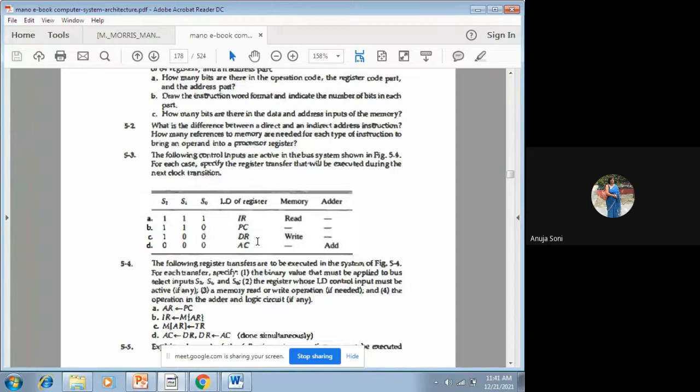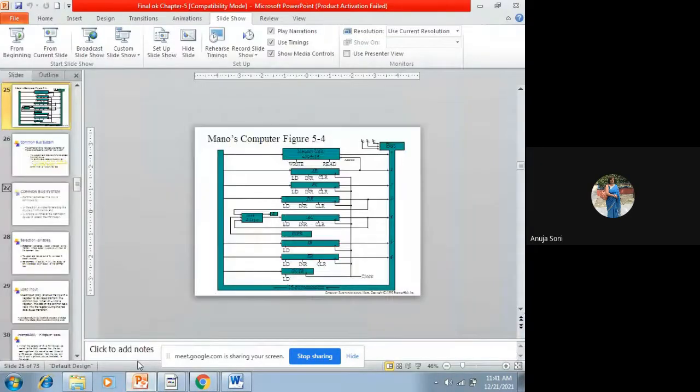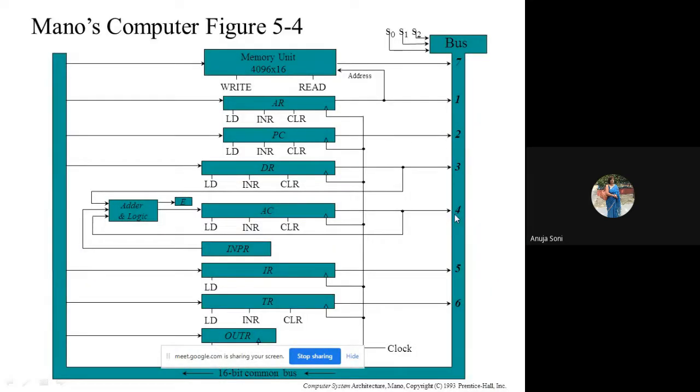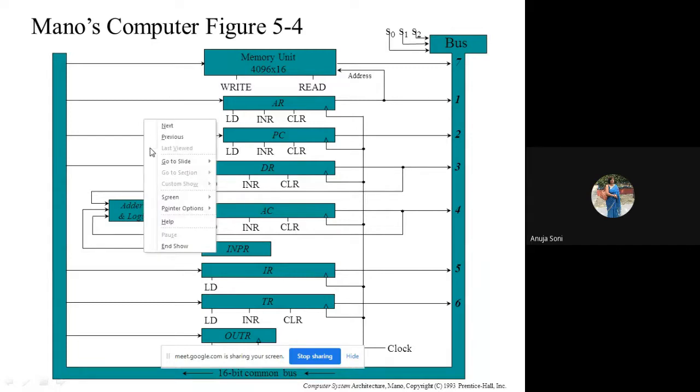If you know the logic and the concept behind that, only then will you be able to solve the question. So in part number 3, the value of S0, S1, S2 is 100. Data will be read from that respective register where this value is written. You can see 4 is written against AC. The binary value of 4 is 100. So 4 is written against AC, so data will be read from AC.